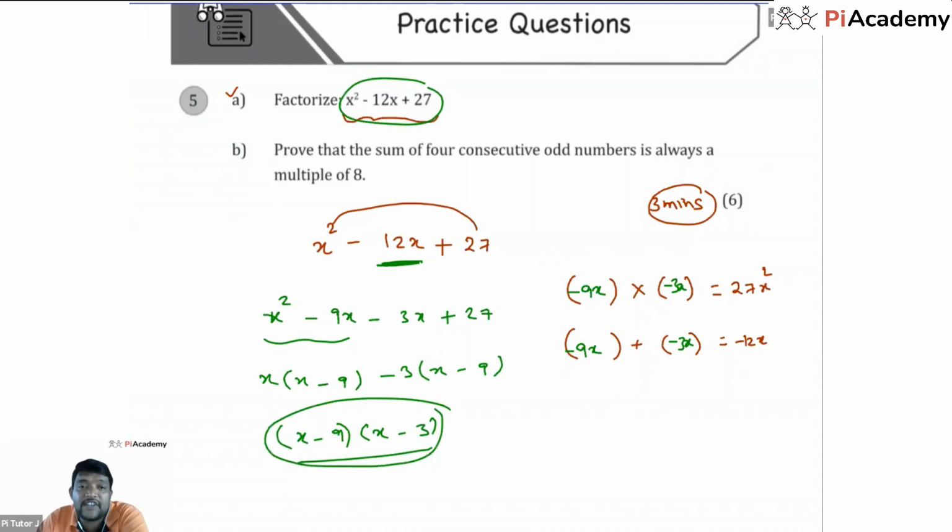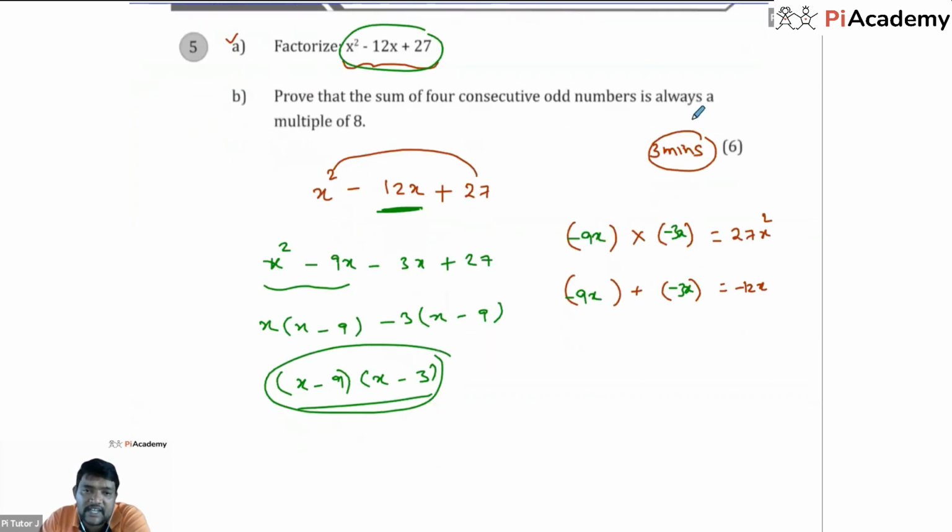Any questions? It is for everyone. If you don't understand, please feel free to ask. For B, I end up with 8 bracket x plus 2, to show that it's a multiple of 8 for 4 consecutive odd numbers. Okay, we'll work on that. You can assume 4 odd numbers.